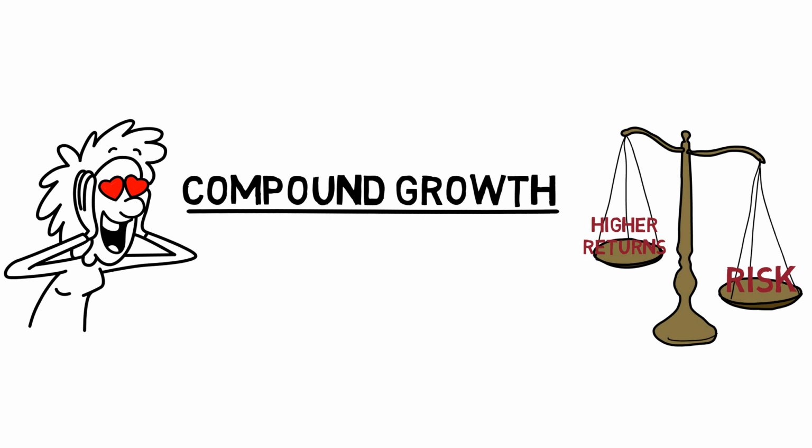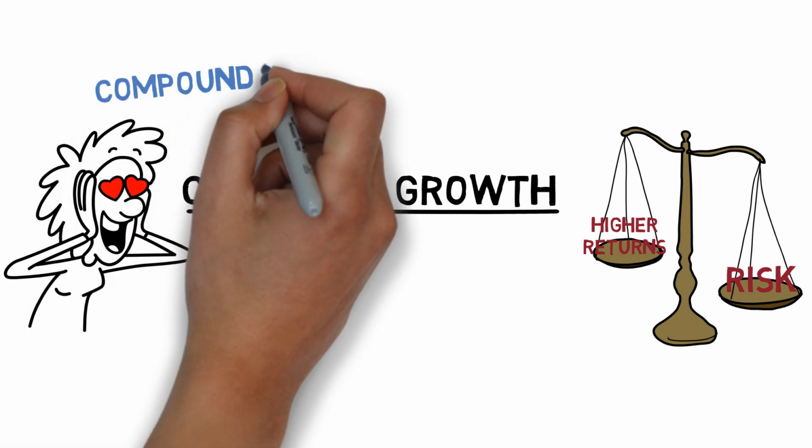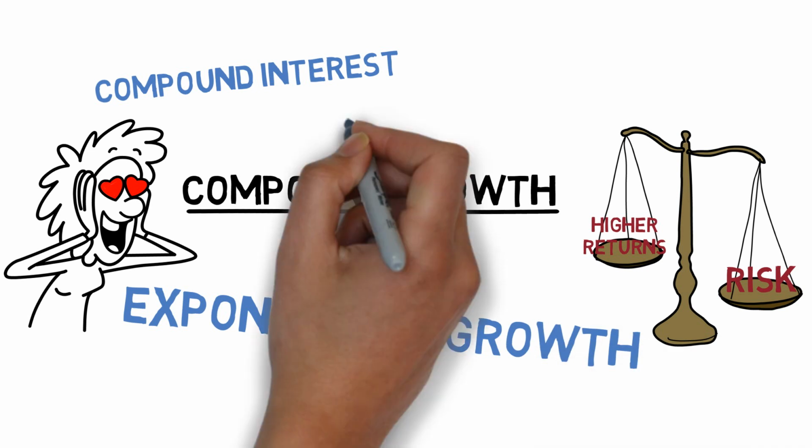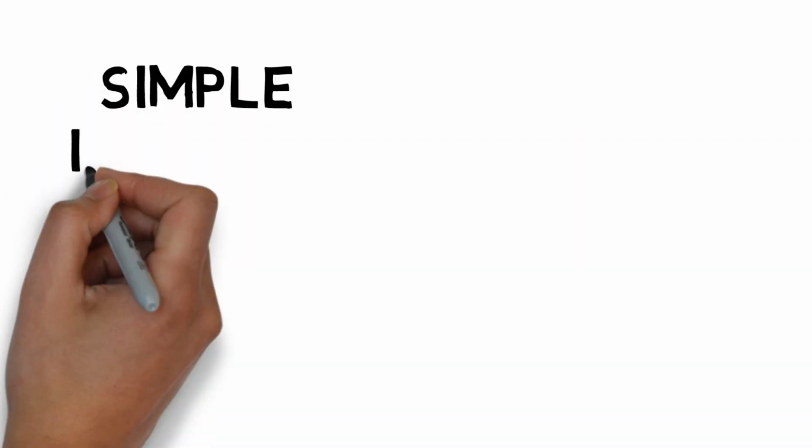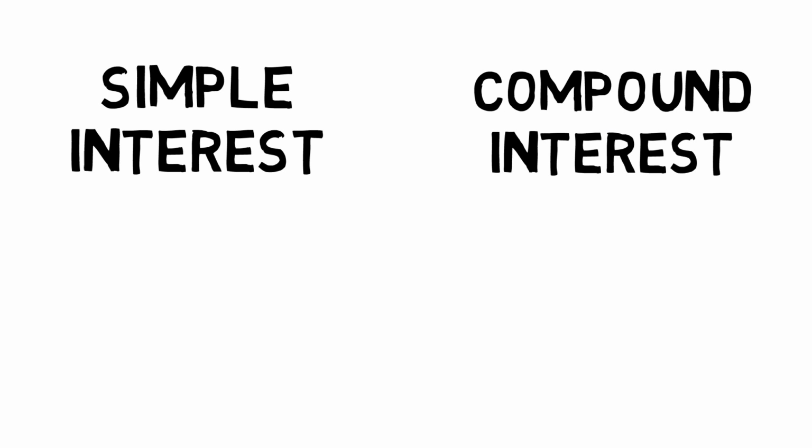First, you should know that there are a number of phrases that all basically mean the same thing. Sometimes people will refer to this concept as compound interest, exponential growth, compounding returns, and so on. They all refer to the same concept. Simple interest or growth is different than compound interest or growth, and we'll use an example to compare the two to make the differences crystal clear.